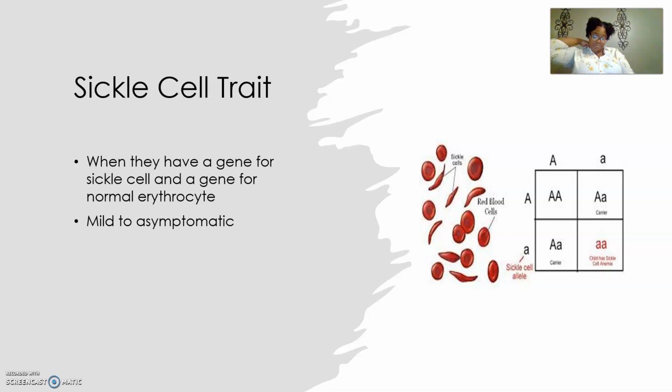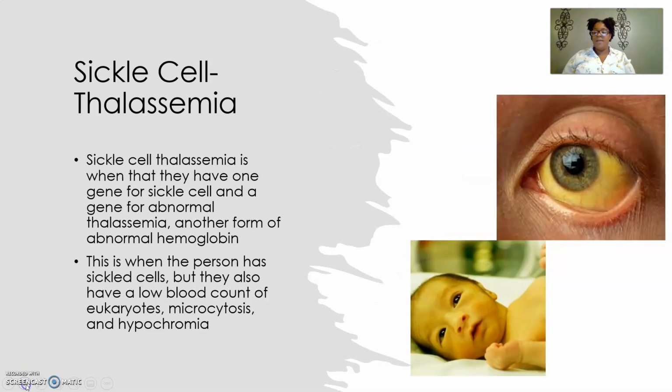And some of the symptoms that could be expressed are blood in the urine, which is hematuria, or they feel fatigued. And this is just a part of sickle cell disease, but they're usually mild to asymptomatic, as I put in the PowerPoint.